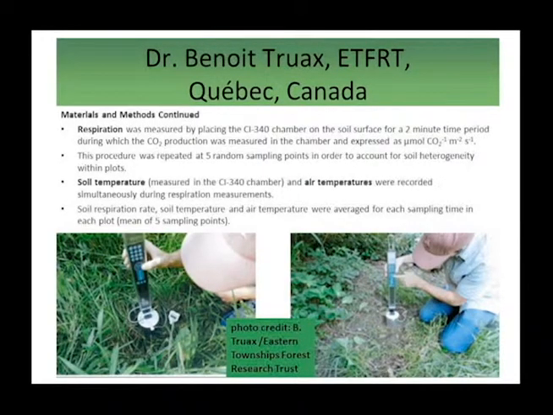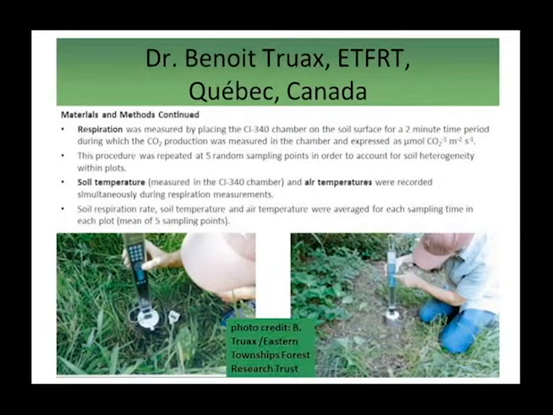So respiration was measured by placing the soil respiration chamber on the soil surface for 2 minutes, during which the CO2 production was measured and the rate was expressed. So this was repeated at 5 random sampling points. Soil temperature and air temperature were also recorded using the sensors on the CI340. And therefore, soil respiration rate, soil temperature, and air temperature could be compared for these plots.